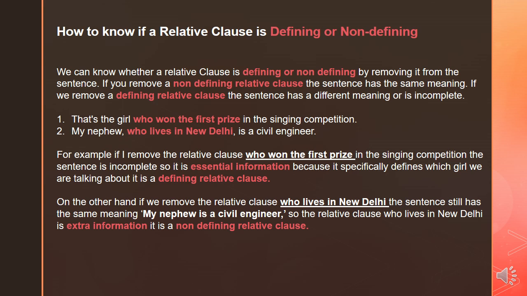Next sentence. On the other hand, if we remove the relative clause, again, who lives in New Delhi, which I have underlined for you, from the second example, then there will be no difference in the meaning. The meaning will be the same and the sentence will also be the same because it's extra information. Let me read it out for you. My nephew is a civil engineer. Have you seen it? My nephew is a civil engineer. So the relative clause who lives in New Delhi is extra information. It is a non-defining relative clause.